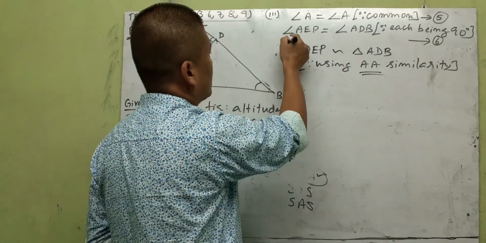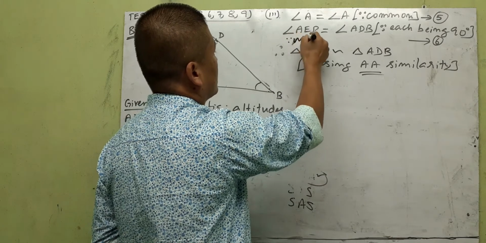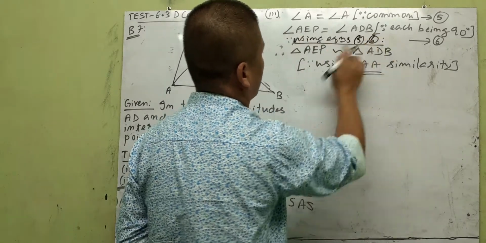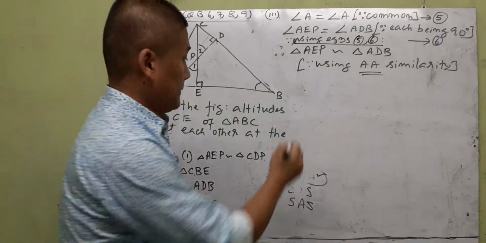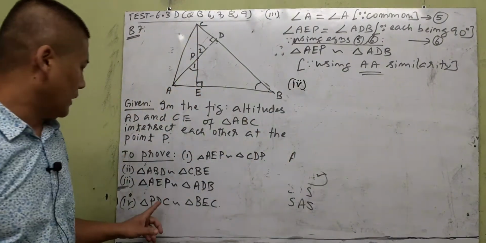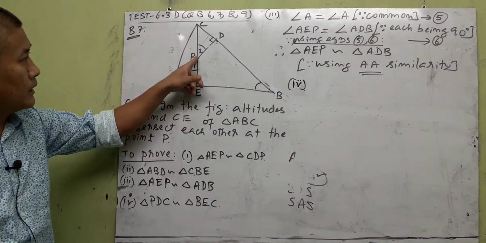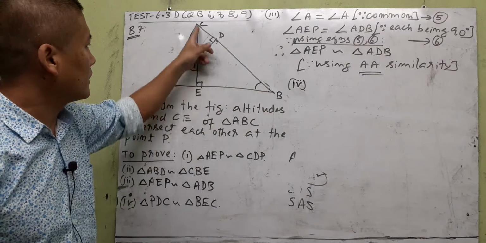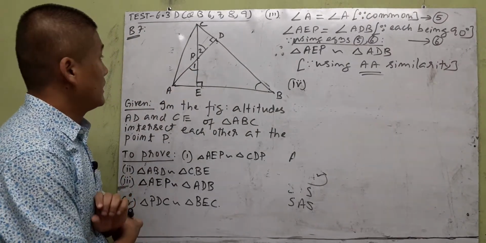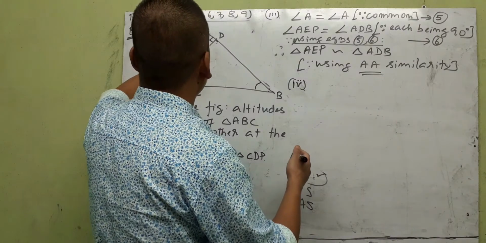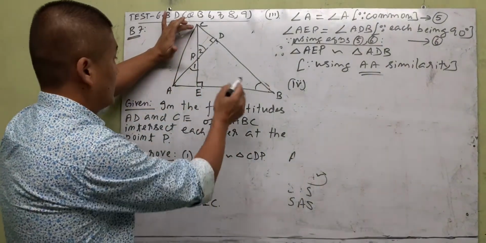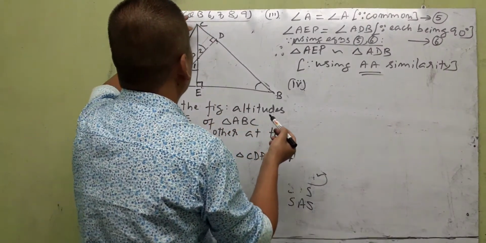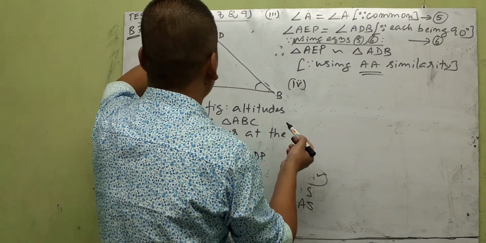Finally, the last one, the fourth point. Here you can write, using equations 5 and 6, we are getting this. Now the fourth point, let us write down PDC and BEC. PDC and BEC. C is common in both. Okay, let us write this one.